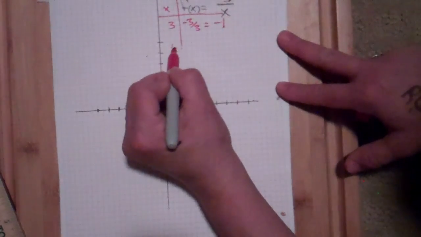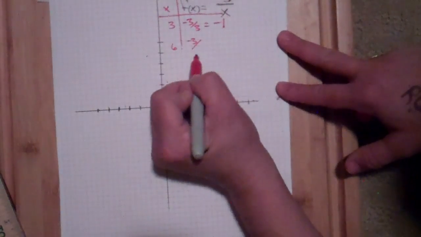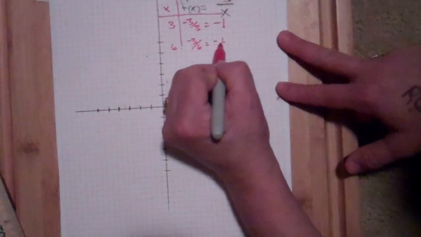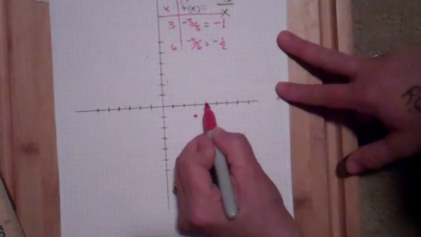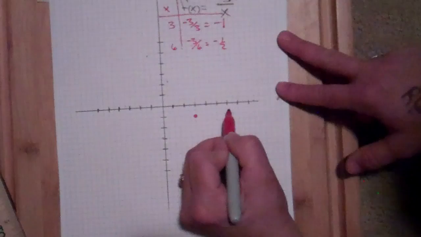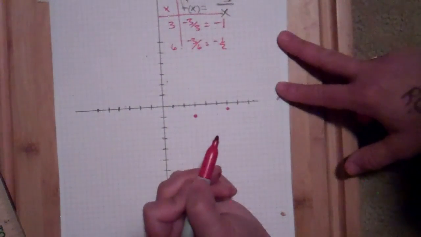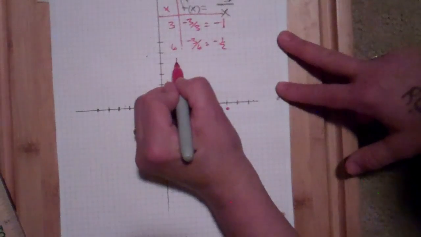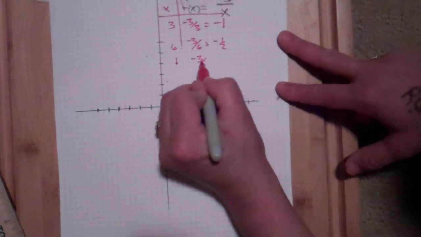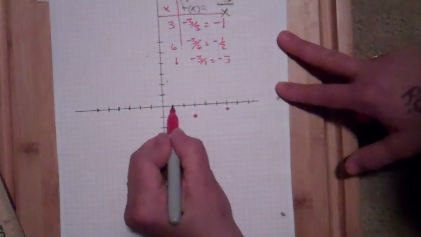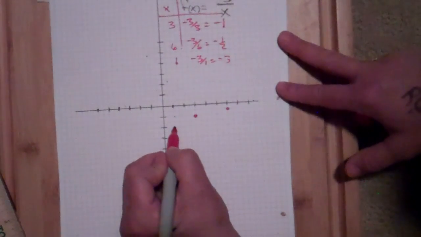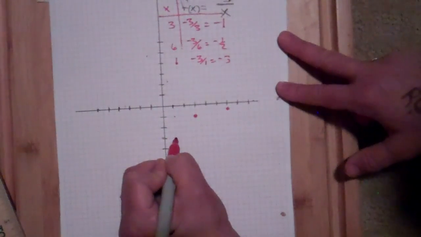What if I put in a 6? I'd get a negative 3 over 6, which is a negative 1/2. So out at 6, 4, 5, 6, I'd be at a negative 1/2. On the contrary, if I plug in only a 1, I'd get a negative 3 over 1, and I'd get a negative 3. So at a 1, I'd be down 1, 2, 3.